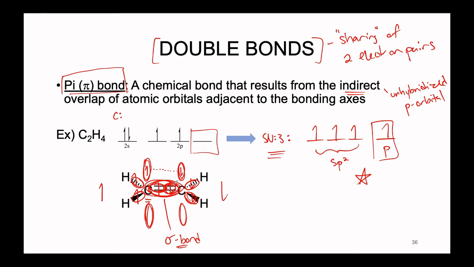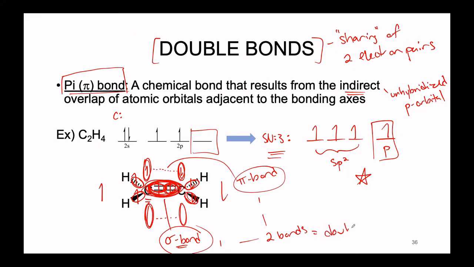So our first electron pair exists in the form of the sigma bond, again, right down here. And our second pair of electrons exists above and below the plane as the orbitals indirectly link together. This is what we call the pi bond. And together, the combination of a sigma and a pi, one sigma and one pi, gives us 2 bonds, which is exactly equal to a double bond.